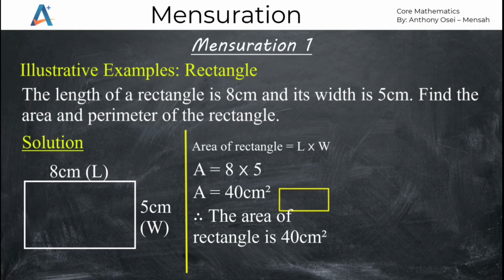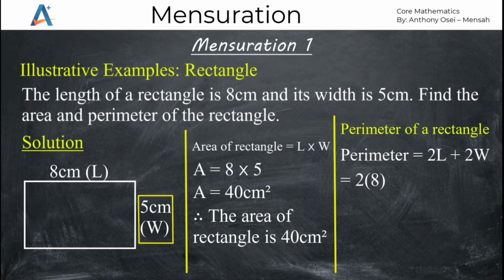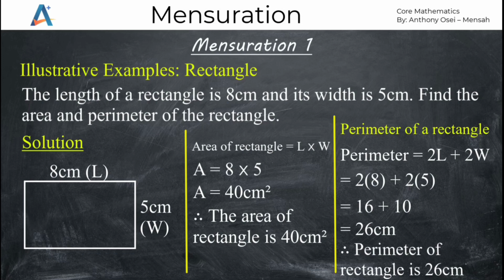Let us take a look at the perimeter of the rectangle. Since we still have the length and the width, the perimeter will be given by the formula 2 times the length plus 2 times the width. The length is 8 centimeters, so 2 times 8 plus 2 times the width, 5 centimeters, so 2 times 5. 2 times 8 is 16, plus 2 times 5 is 10. Now 16 plus 10 gives us 26 centimeters. Therefore, the perimeter of the rectangle is 26 centimeters.